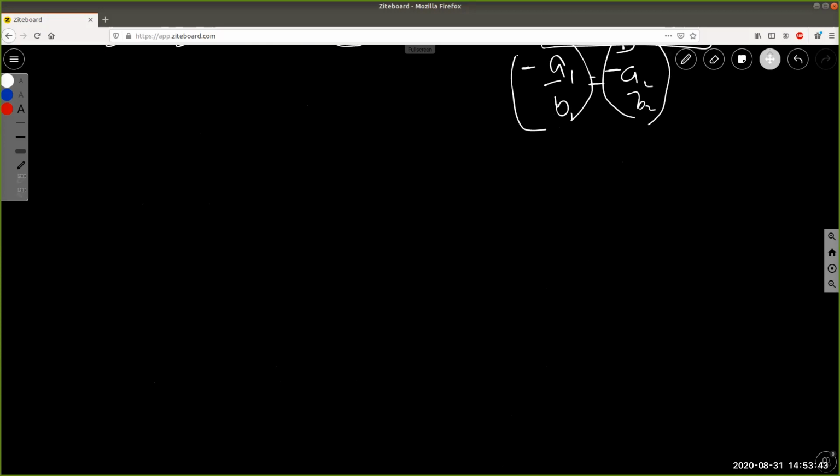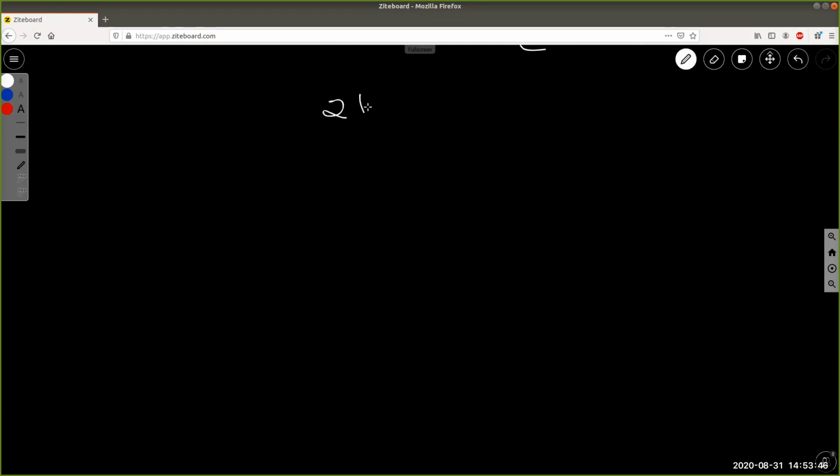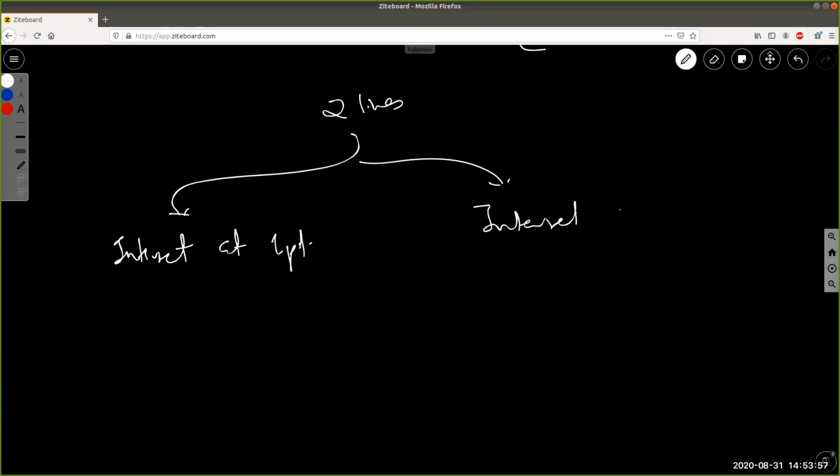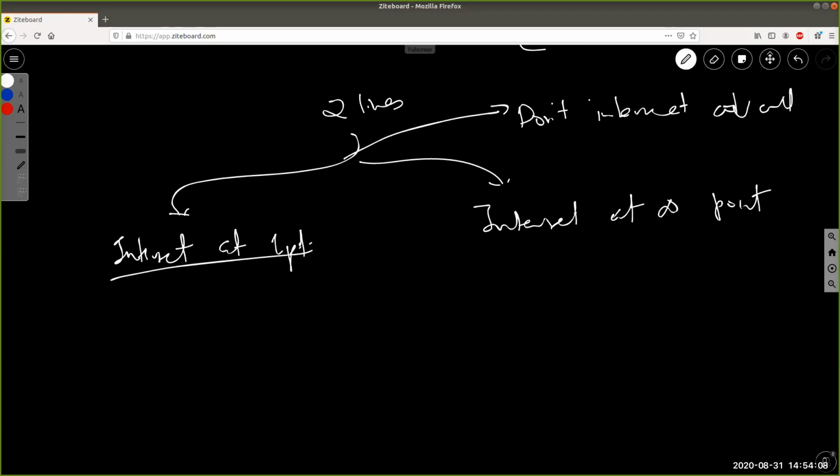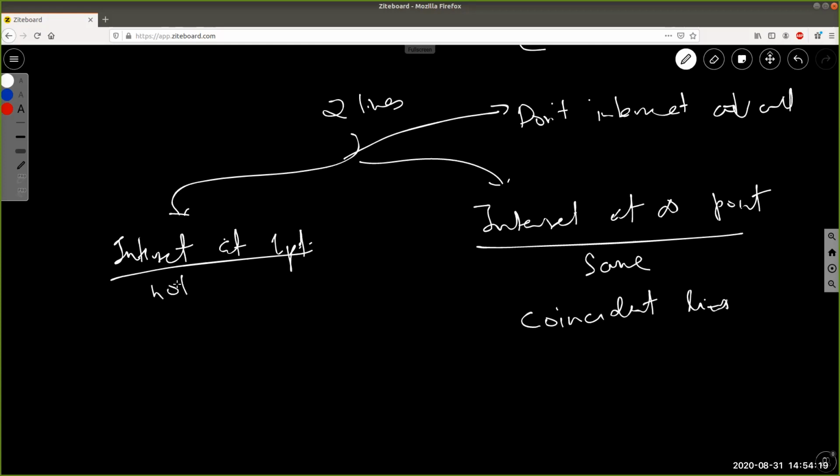Understood? So देखो. So for two lines, we have the following possibility. Either they intersect at one point, right? Or they intersect at infinite points, right? Or third is don't intersect at all. Correct? Understood or not? Intersect at infinite points matlab they are same, or they are also called coincident lines. If they intersect at one point, they are not parallel, and they don't intersect at all means they are parallel.